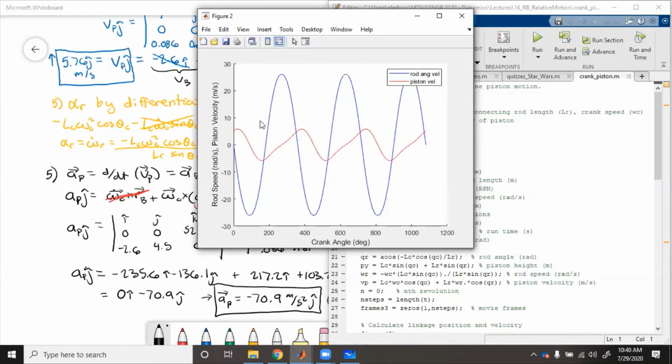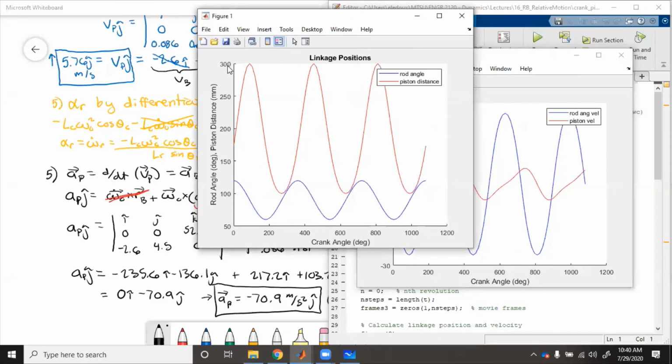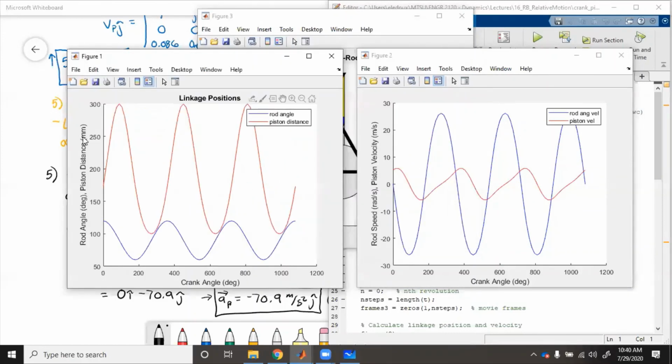Now we have these graphs to look at. So this first graph shows linkage positions. So the blue is the rod angle, and the red is the piston distance. So the rod angle is in degrees, and the piston distance is in millimeters. You can see that both follow a sinusoidal pattern, which makes sense. As the piston is moving up and down, that's sinusoidal, and then the rod moves forward to backward. It doesn't make a complete circle, so that's also sinusoidal.